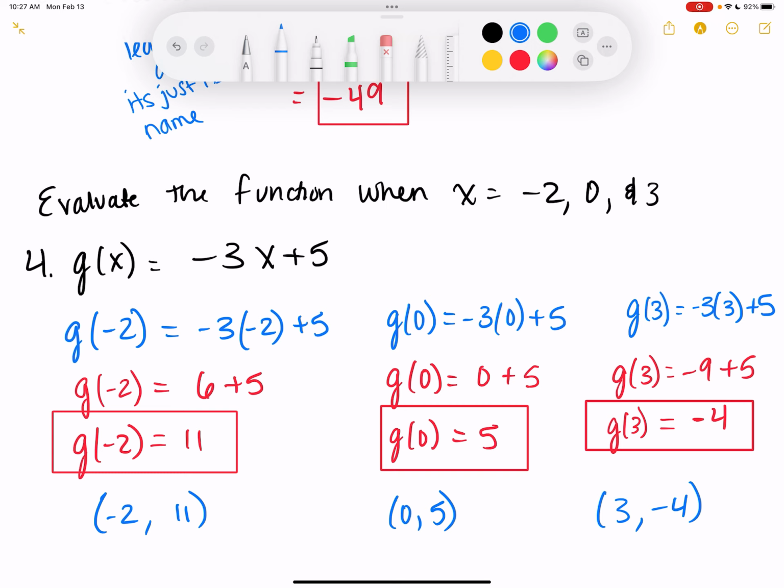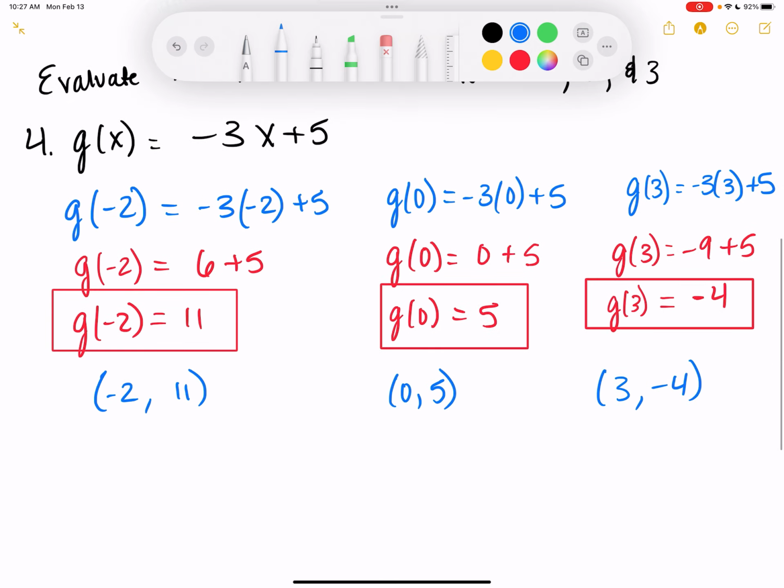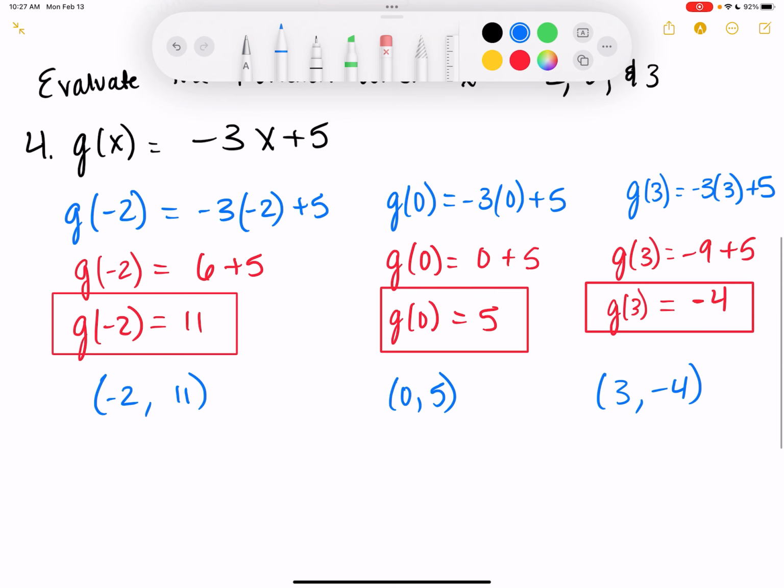Now, I'm not going to do that for every single problem. I just wanted you to see, why are we doing this? What is this going to help us do ultimately? Any questions about that one so far? Okay.